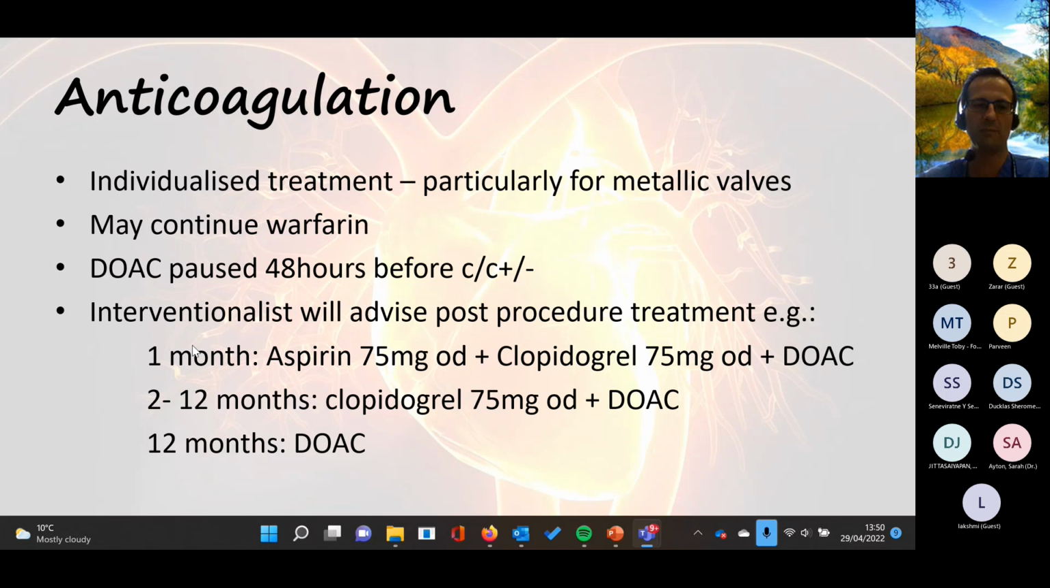There are all sorts of papers, and there are so many saying slightly different things. It's hard to know exactly the right pathway to choose, and that falls to the interventionist because it's their complication if something goes wrong post-procedure.